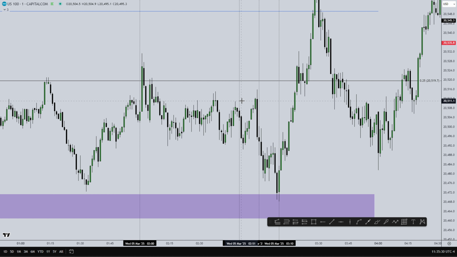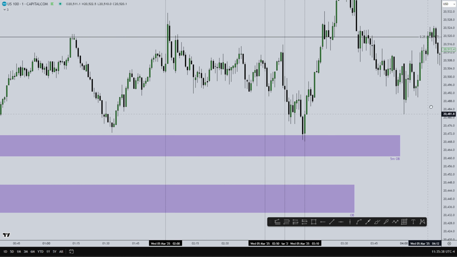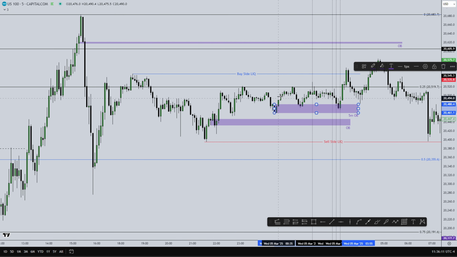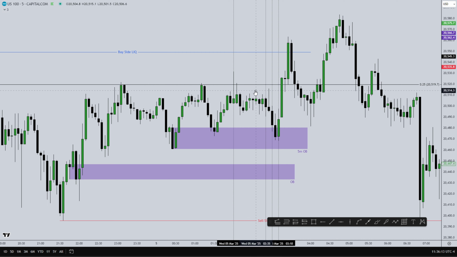And as you can see, the prices went to this old order block on the 5 minute time frame, which is this order block on the 5 minute time frame. I was waiting for the price to go back into this order block, and then we can go to the higher prices. Let's go back to the 1 minute time frame and analyze.